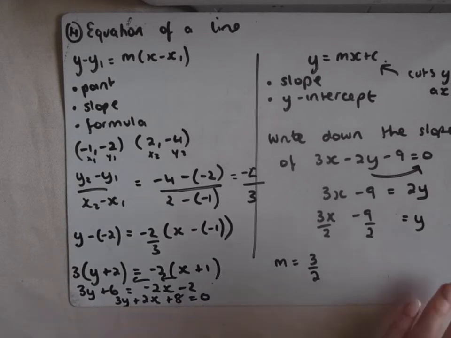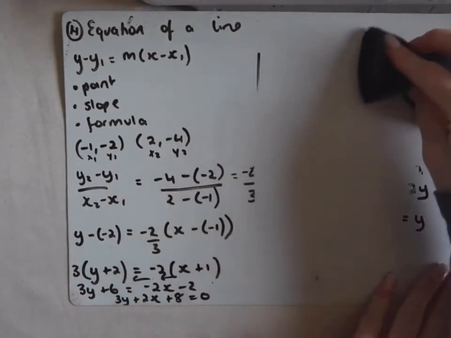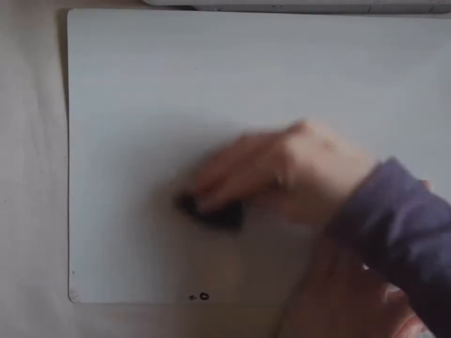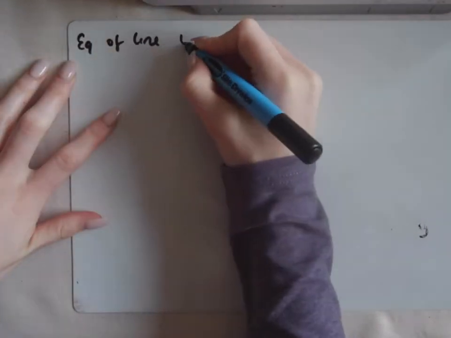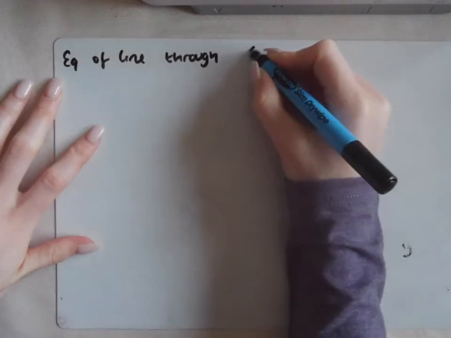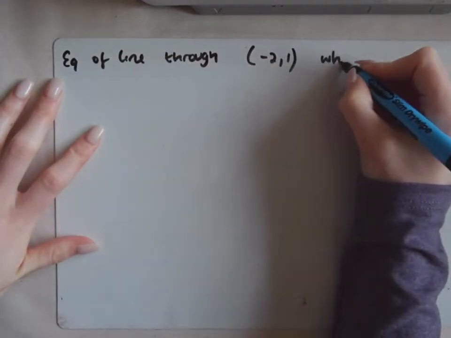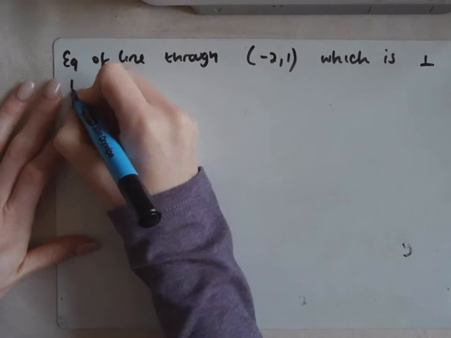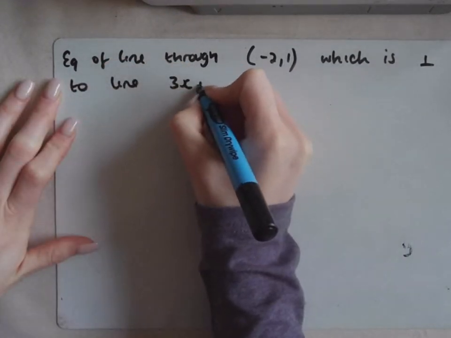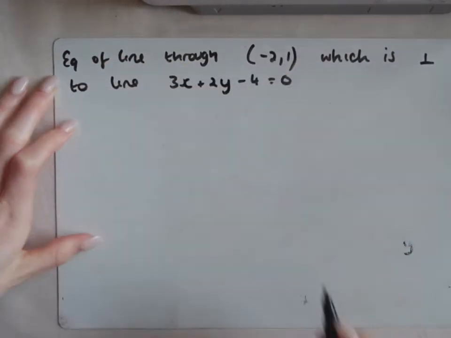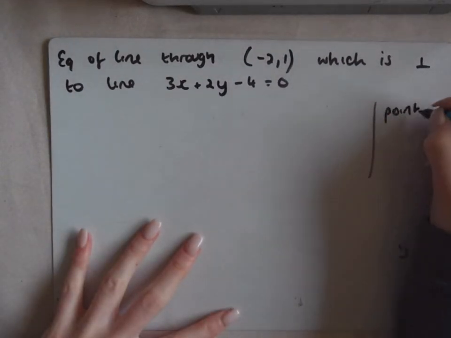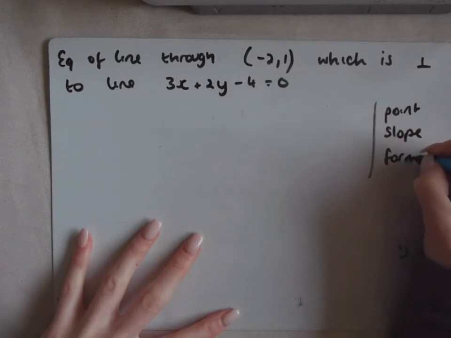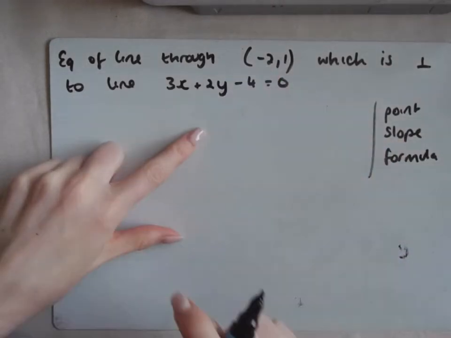Okay? Now, a few other things. Often they like to just give you some information. So they might say find the equation of the line through minus 2, 1, which is perpendicular to the line 3x plus 2y minus 4 equals 0. Okay, so they're asking for the equation of a line. So you know you need point, slope, formula. I definitely have a point. There it is, minus 2, 1.